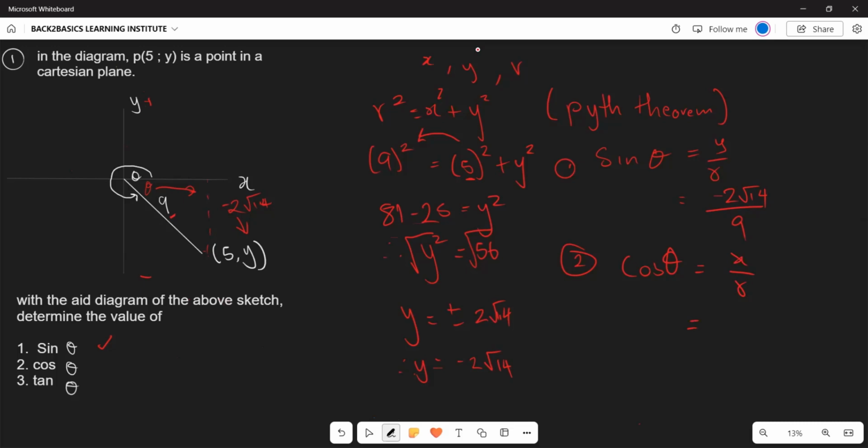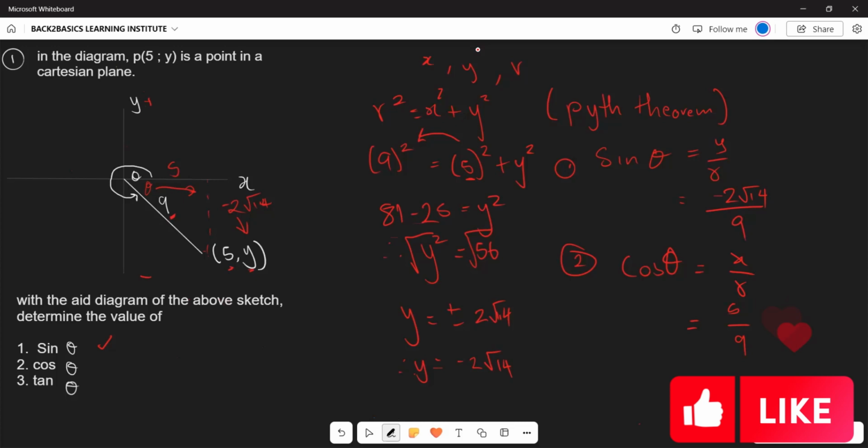So what is going to be therefore your value of x in this case? Your value of x is this one. Remember, this represents x and y. So your value of x here is 5. So which means you are going to have 5 over what is your value of r? Your value of r is going to be 9. Right? So which means your cos is going to be that.